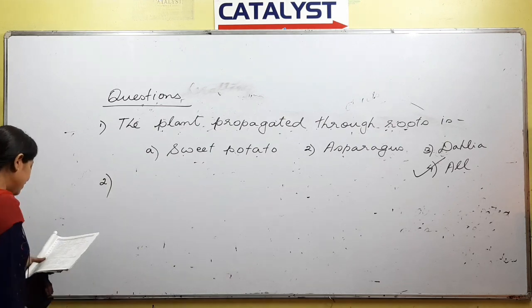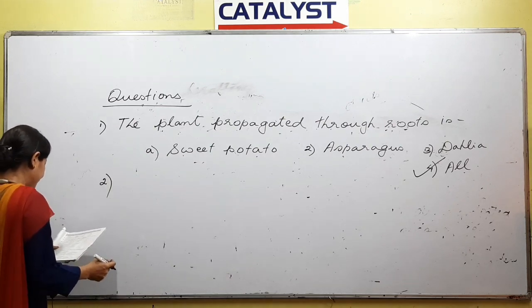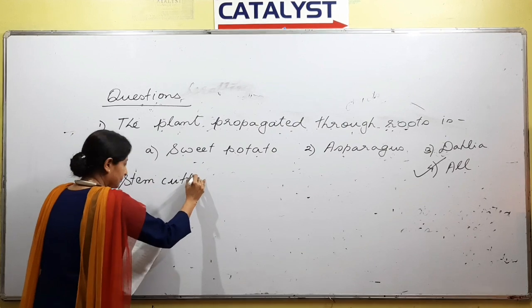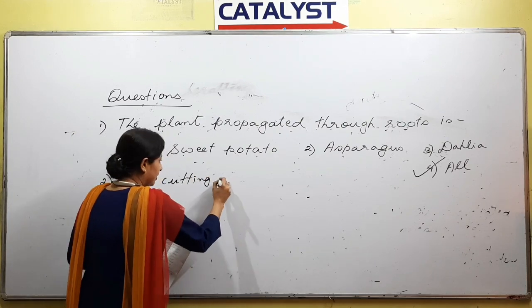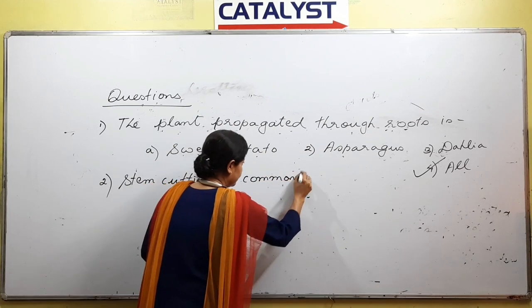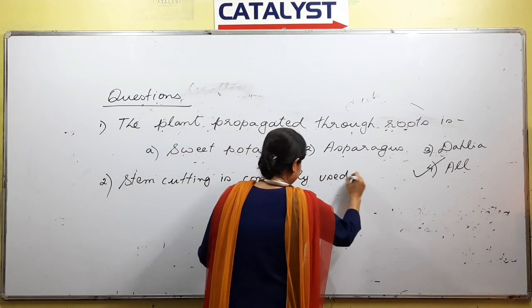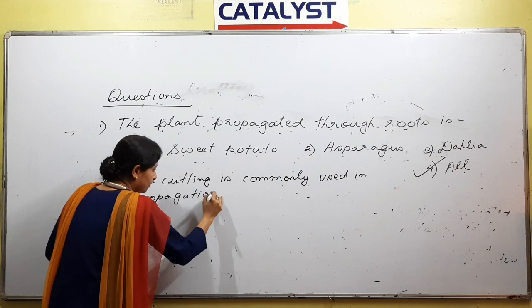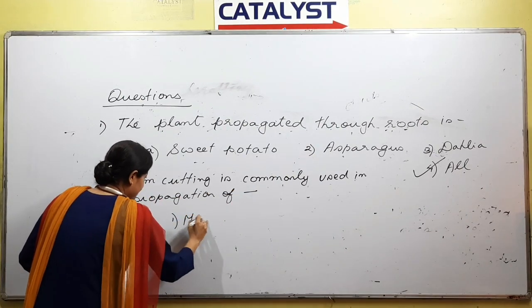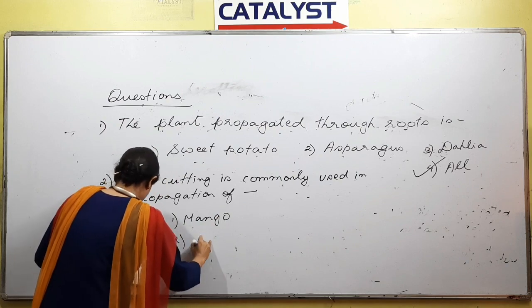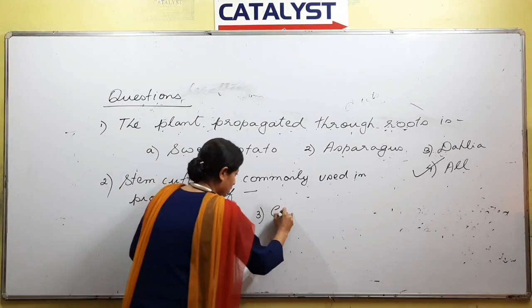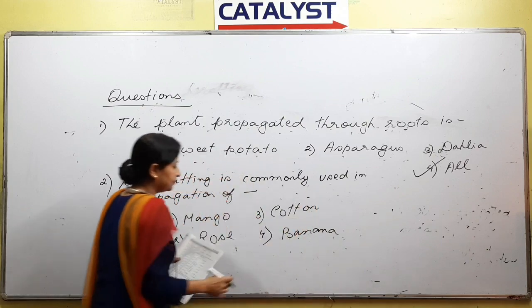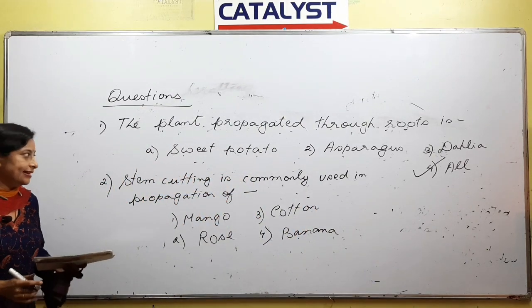The second question is: stem cutting is commonly used in propagation of mango, rose, cotton, banana. So the second question is this one. We know the answer is rose.